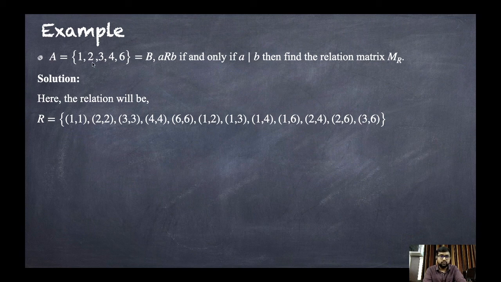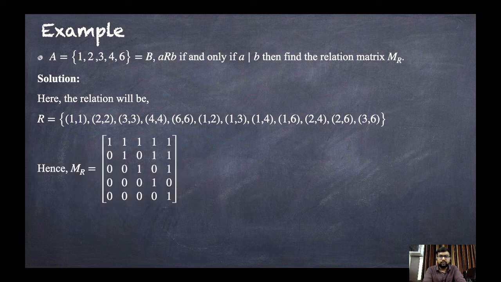Now consider 2. 2 does not divide 3, so that entry won't be there. 2 divides 4. 2 divides 6, yes, so (2,6) will be there. Now come to 3. Does 3 divide 4? No, 3 does not divide 4, so that entry will not be there. 3 divides 6, yes, so (3,6). Now 4 does not divide 6. No. And that's it. So these many entries will be there.